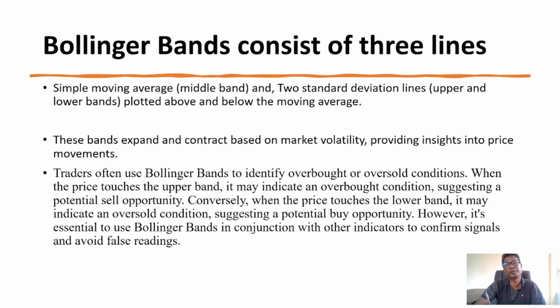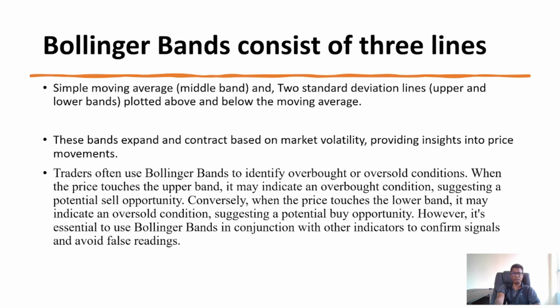Bollinger Bands consist of three lines: a simple moving average as the middle line, and two standard deviation lines, the upper and lower bands, plotted above and below the moving average. These bands expand and contract based on market volatility, providing insight into price movements.